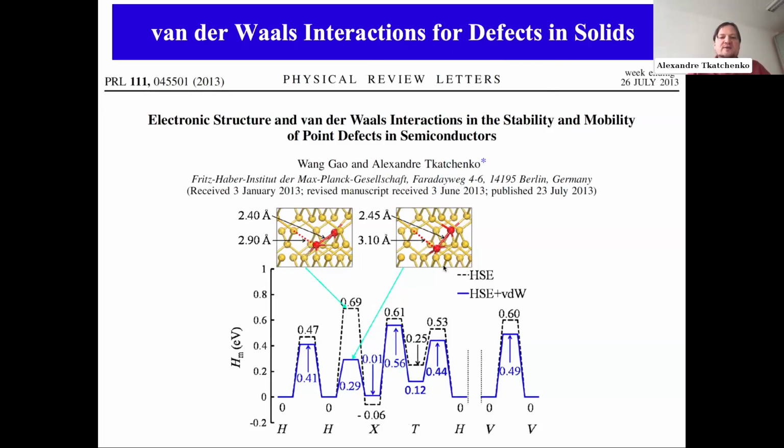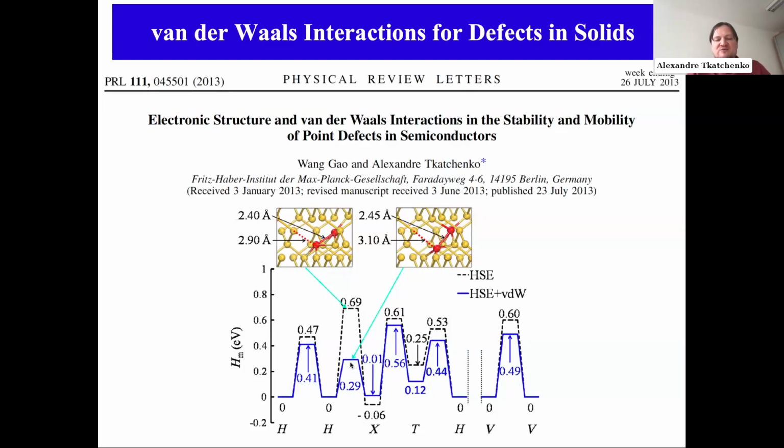And in this work, we looked at how van der Waals interactions actually contribute to the properties, the stability, and the mobility of point defects in simple semiconductors. And we were extremely surprised because semiconductors are, of course, tightly bound. They're chemically bound, and you usually do not consider van der Waals interactions to be very important. But we found in this work that for a particular migration between the H defect and X defect, the barrier actually is modified by 0.4 electron volts. It goes from 0.69 to 0.29 electron volts by including van der Waals interactions.